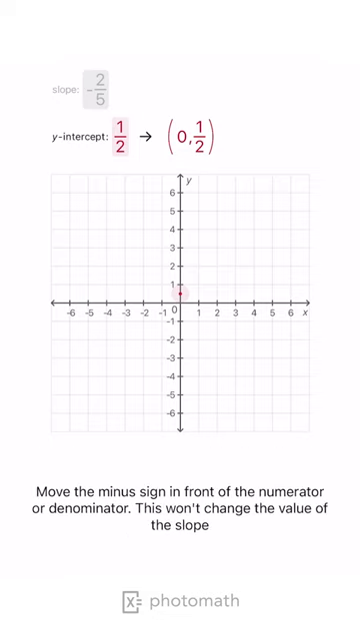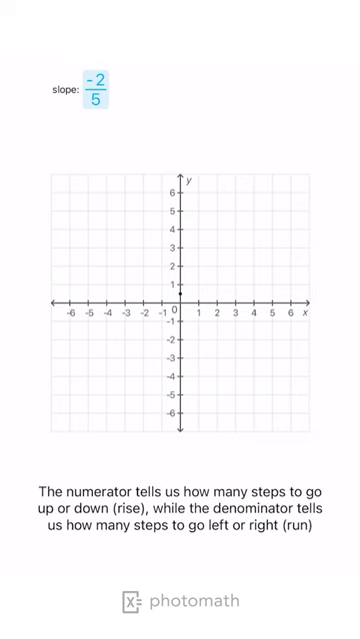Move the minus sign in front of the numerator or denominator. This won't change the value of the slope. The numerator tells us how many steps to go up or down, rise, while the denominator tells us how many steps to go left or right, run.